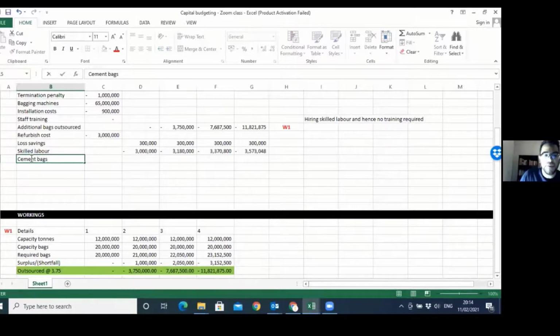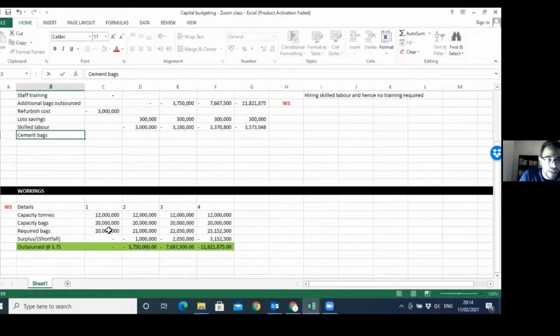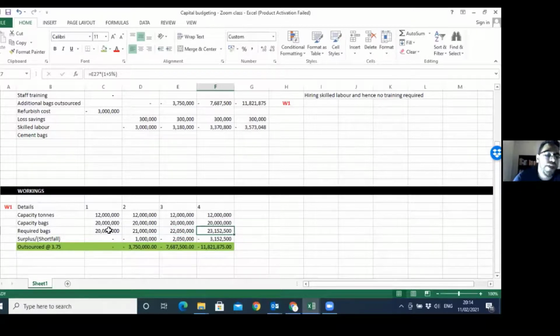So remember, some students are going to say the number of bags is in year 1, 20 million, in year 2, 21 million, in year 3, 22 million, and in year 4, 23 million. That is not correct. The reason being is we can only bag 20 million. So the number of bags we're going to buy is 20 million, because anything above 20 million is outsourced to someone else. So they will be incurring that bagging cost. So just be aware of that.